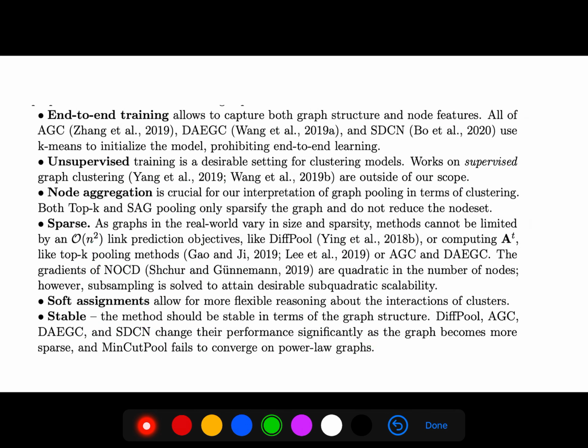Node aggregation is crucial for our interpretation of graph pooling in terms of clustering. So both top K and SAG pooling that I've explained in different videos only sparsify the graph and do not reduce the node set.